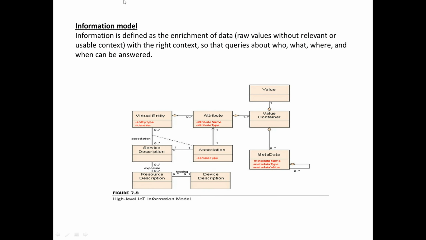This is the information model. The information model defines the raw values in a relevant or usable context. Within the right context, queries about who, what, where and when can be answered. The value is in one device. What is it containing? What is the use of the devices?